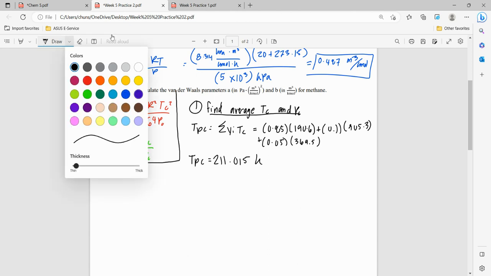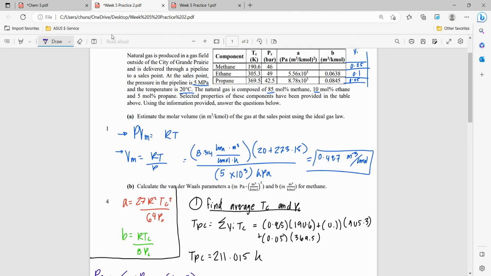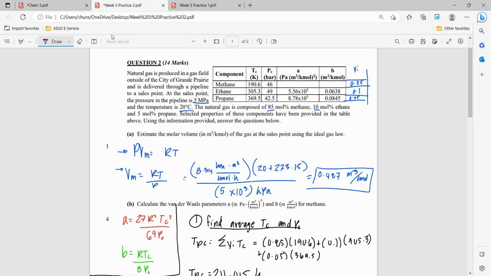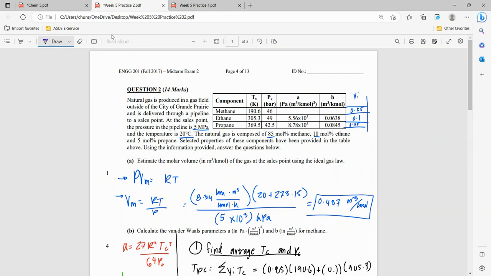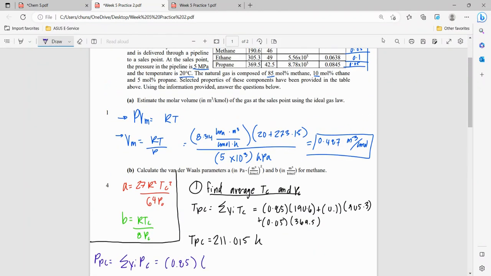Okay, and now let's find our pseudocritical pressure. Same thing, you guys get it. So that's 0.85 for methane. What's our value? That is 46 bars. I think I want to change that into kilopascals. So 1 bar is equal to 100 kilopascals, so we're just going to take these and multiply it by 100. So that gives us 4,600.